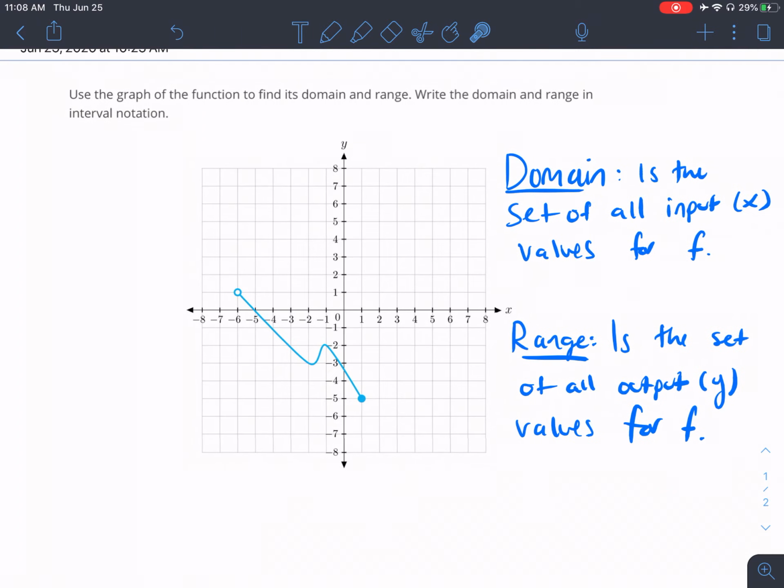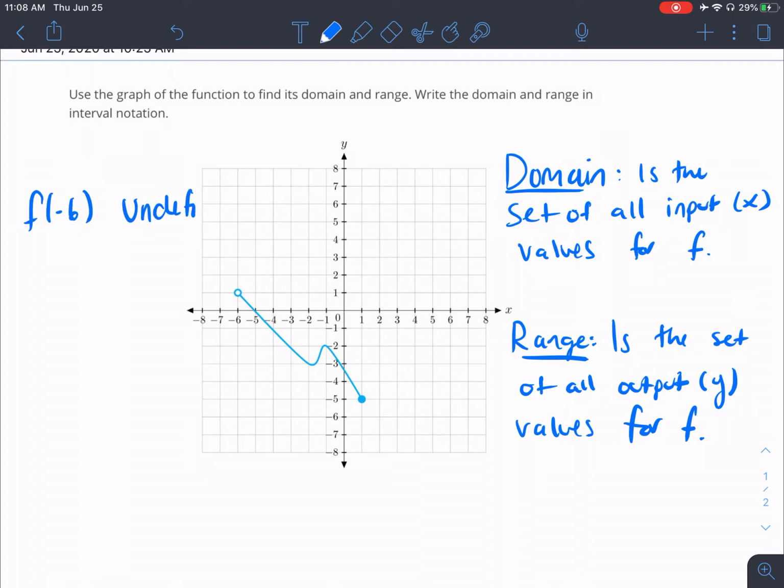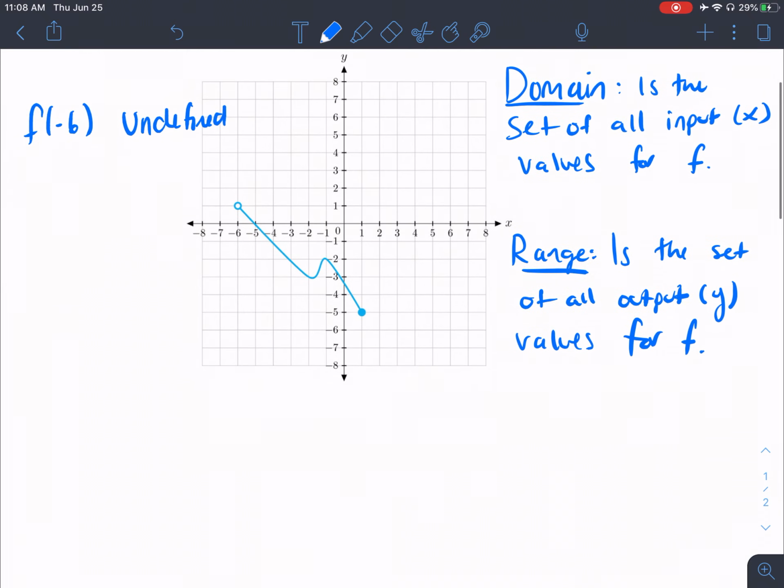So if I have a function and I try to plug in -6 into my calculator, it's not going to output anything. It's going to say error, or that it's undefined. And so that tells me that -6 is not in my domain. But anything greater will correspond to a point on my graph, which means it will be an input into my function. So therefore, it's in the domain.